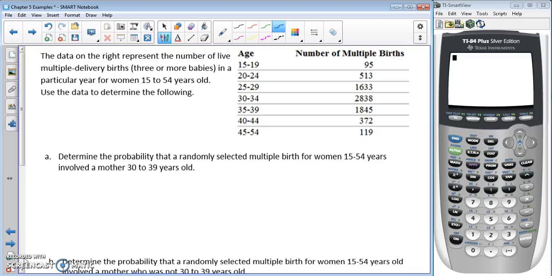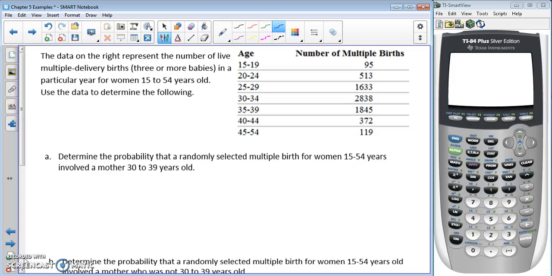The data on the right represent the number of live multiple delivery births, 3 or more babies, so we consider multiple delivery births here, in a particular year for women 15 to 54 years old. We want to use the data to answer the questions below.